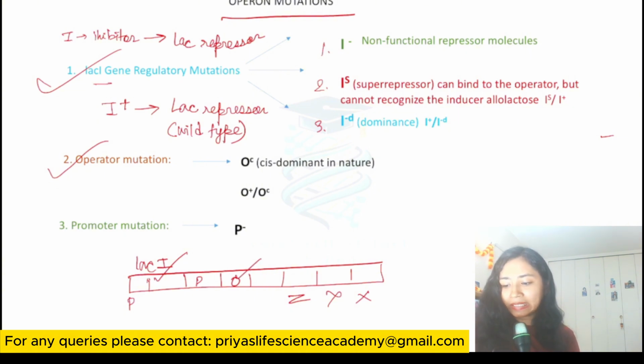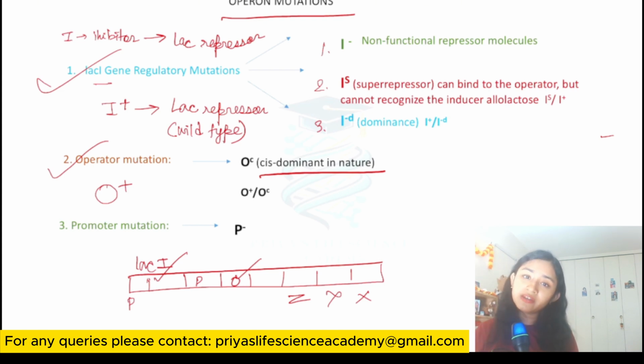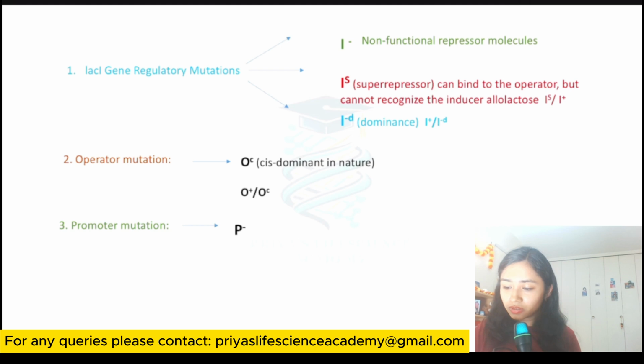For the operator mutation, the wild type operator is O plus. O^C is a mutation of the operator which is cis-dominant in nature. Now I will come to this point. There are two types of nature of mutation: one is trans-dominant and another is cis-dominant. O^C is cis-dominant in nature, but the mutations of the inhibitor are trans-dominant in nature. Now let's look into what is trans-dominant and what is cis-dominant mutation.